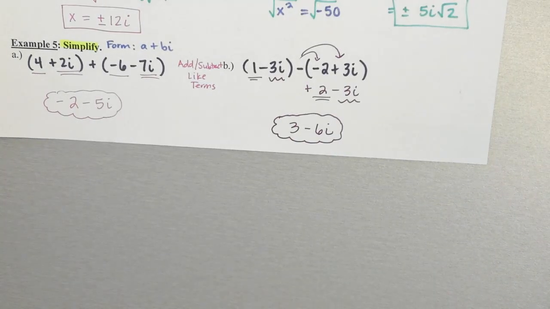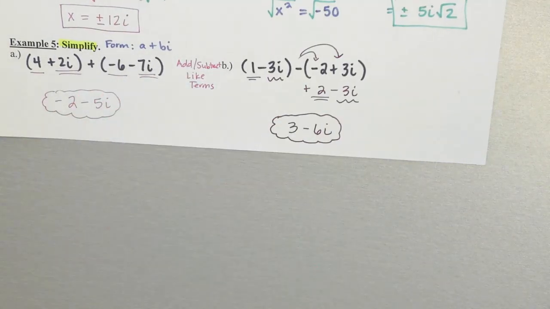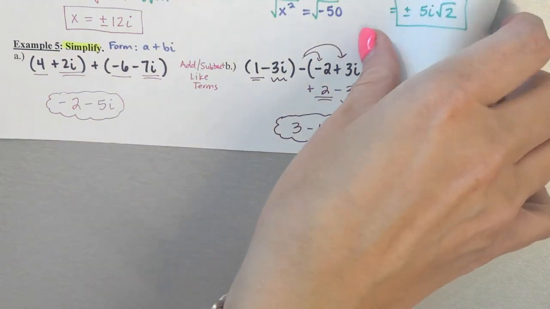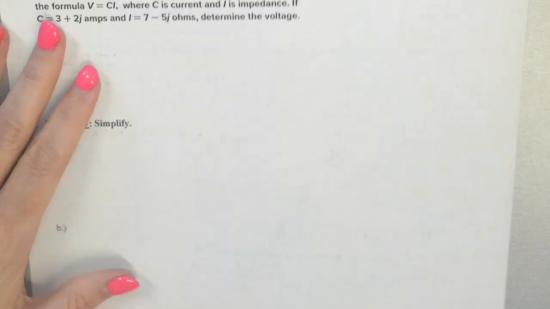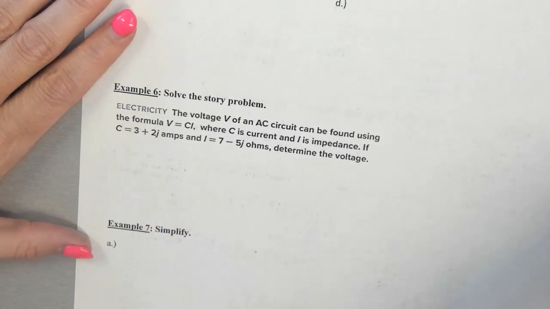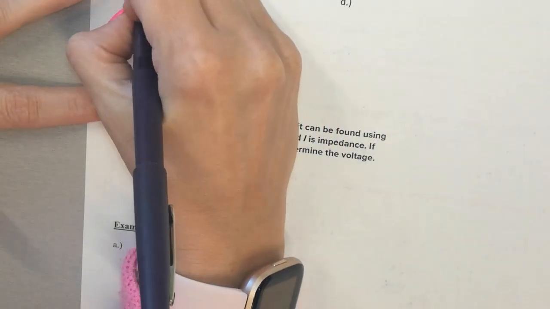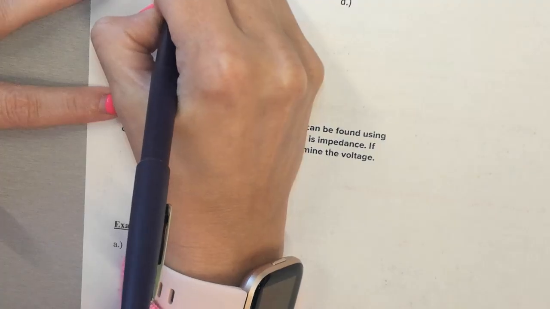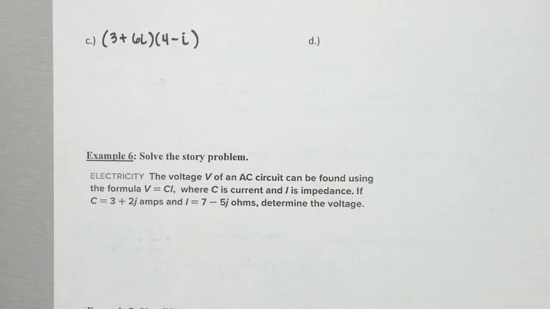Okay, all right. So this was addition and subtraction. We're also going to do multiplication today. Okay, so for part C, we have 3 plus 6i, and then 4 minus i, and those are multiplied together. Okay, so this is where we have to do FOIL.